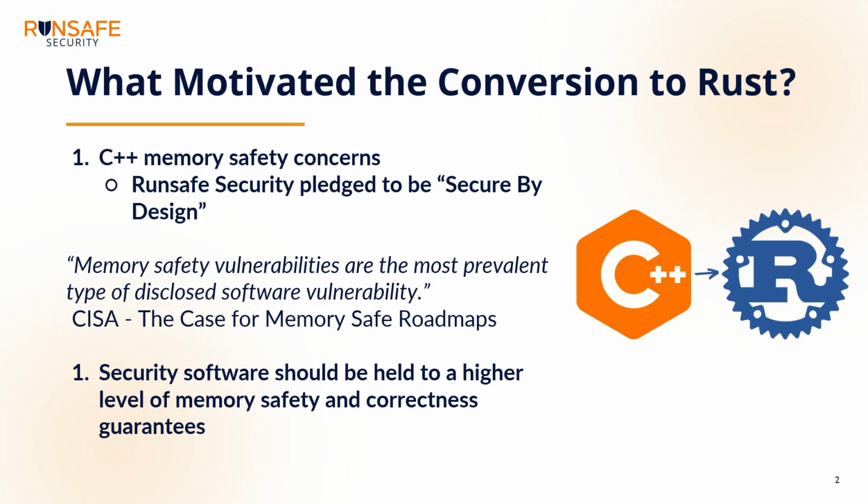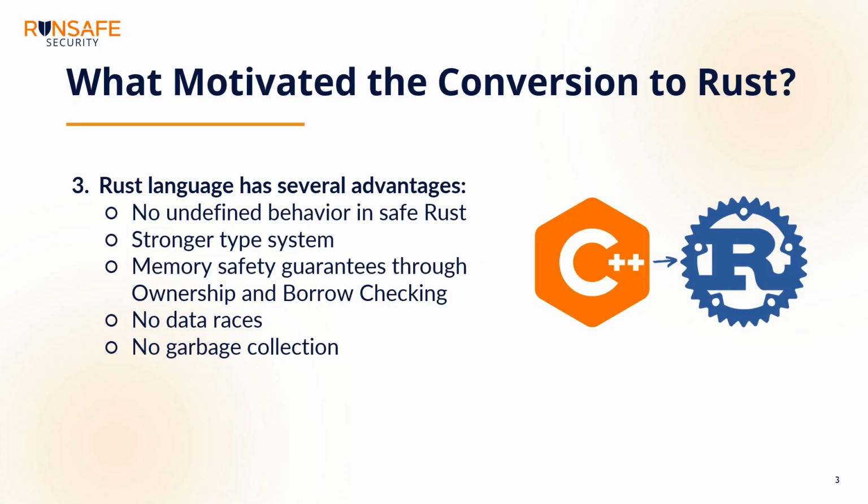We also believe that security software, as a general rule, should be held to a higher level of memory safety and correctness guarantees, both of which are supported by Rust, the language. Now, Rust itself has quite a few advantages over C++. There's no undefined behavior in safe Rust. It's got a stronger, more modern type system. And the memory safety guarantees through ownership and borrow checking are very substantial.